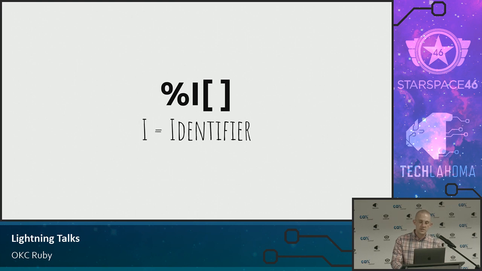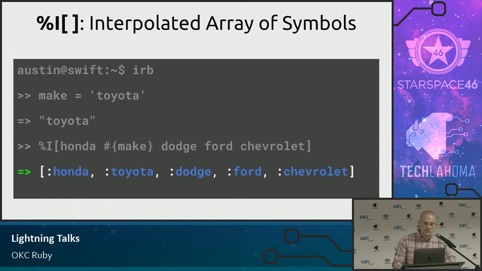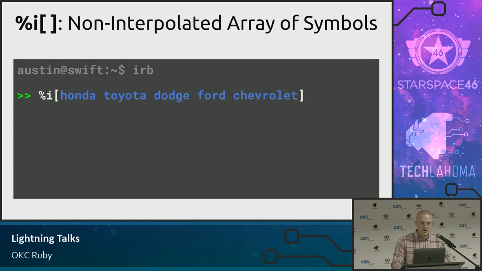Identifiers. So this is taking a list of words, and instead of translating them into an array of strings, it translates them into an array of symbols. So I remember this by identifier. Identifier can kind of be a synonym for symbol. So let's take a look. We have the same as before pretty much. We're requesting interpolation there, and then a bunch of space-separated values. So if you run that, they all get pumped into symbols. As you'd expect, the lowercase, no interpolation, so we just have straight-up words there. Again, a nice list of strings.